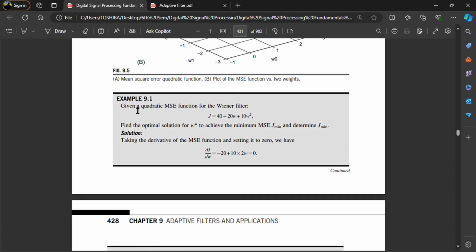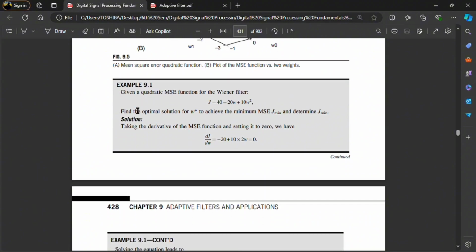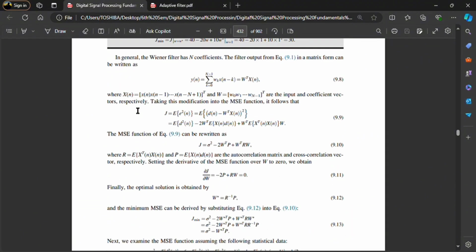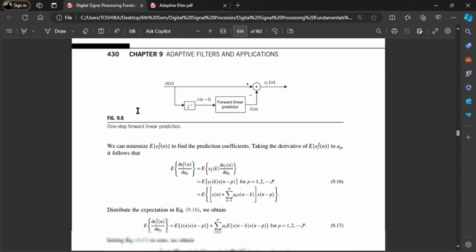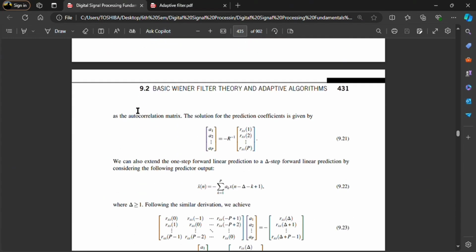And now here is example 9.1, in which we are going to find the optimal solution to achieve the minimal MSE and determine J minimum. Here are the examples of this, in which we are discussing our equations.